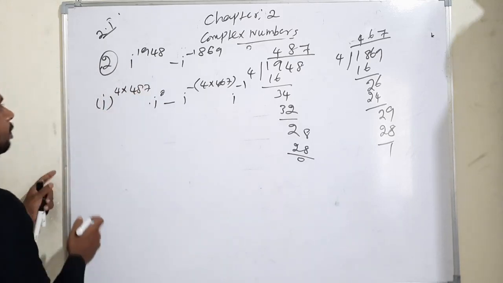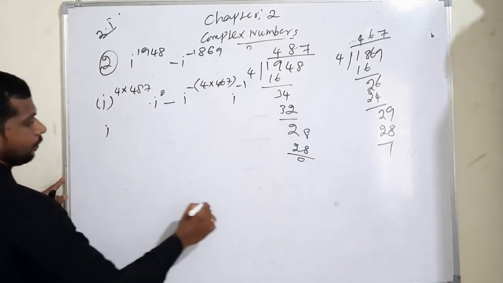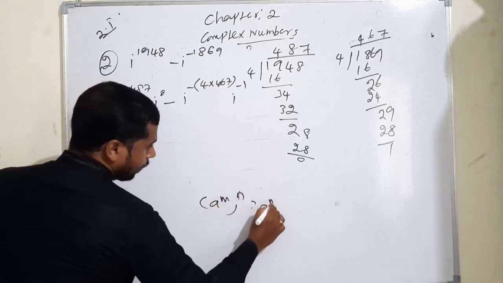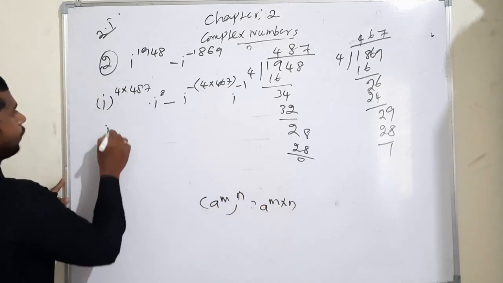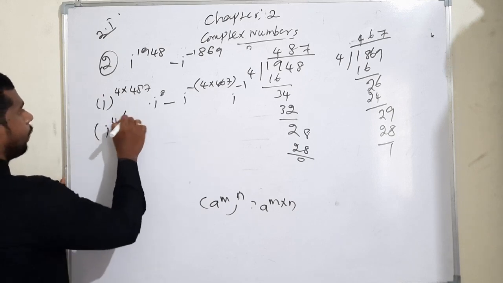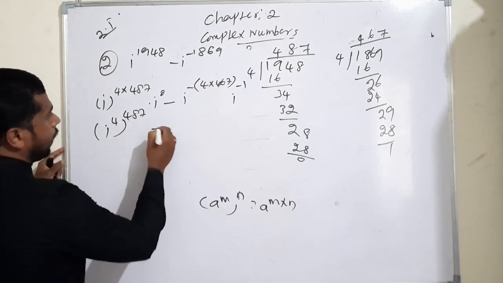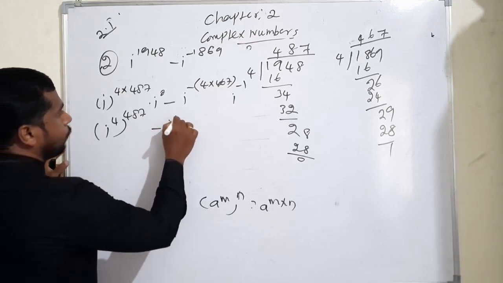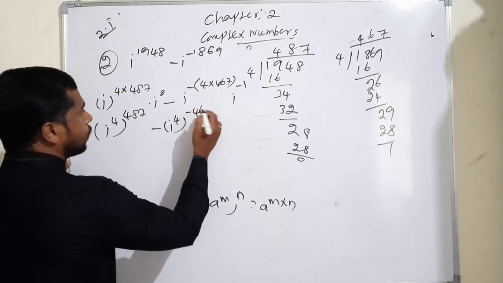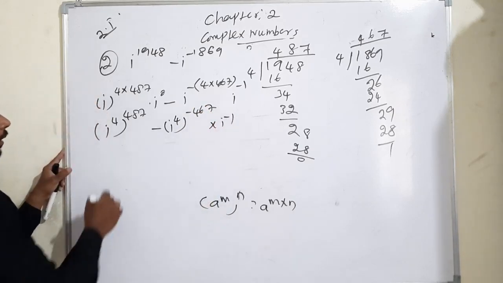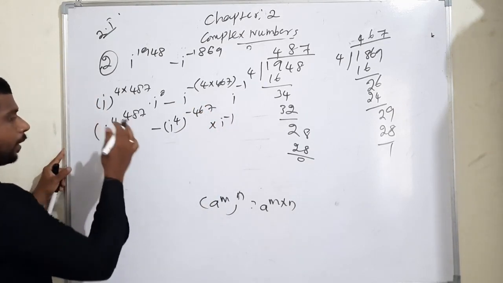Then a to the power m the whole power n means the law of indices, a to the power m into n. So how to rewrite now? i to the power 4 the whole power of 487, anything power 0 value will be 1. Again minus i into 4 of minus 467 into i to the power minus 1. Next condition, i power 4 means the value will be 1.